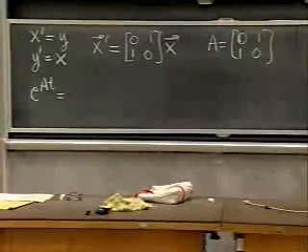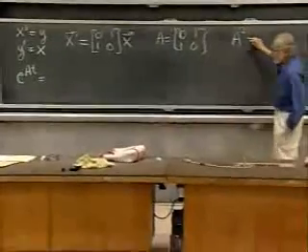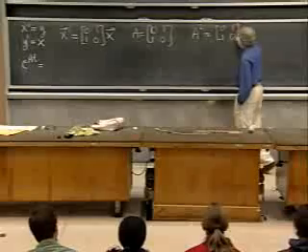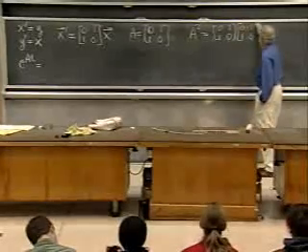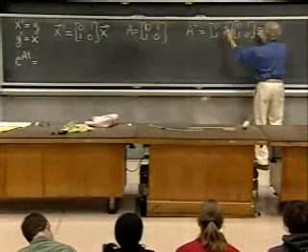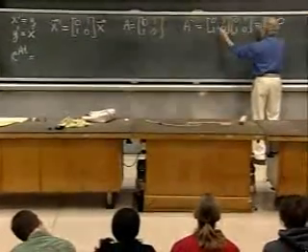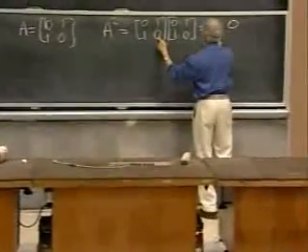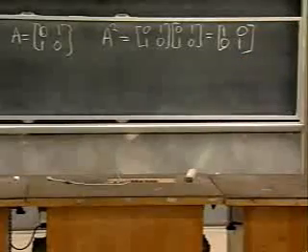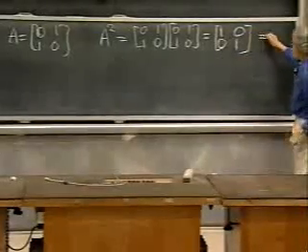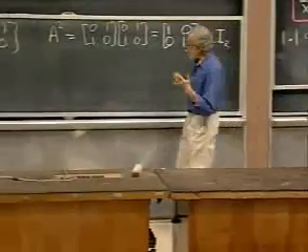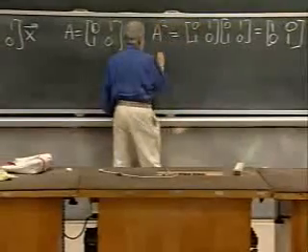What is A squared? I'm going to have to calculate that as part of the series. So that's going to be 0, 1, 1, 0 times 0, 1, 1, 0, which is 1, 0, 0, 1. We are saved. It is the identity.